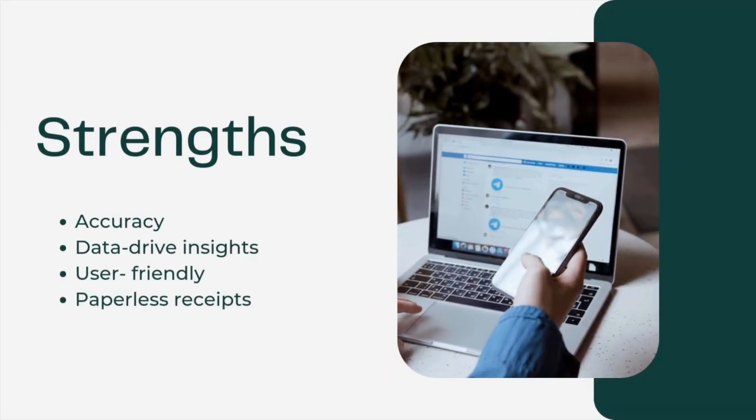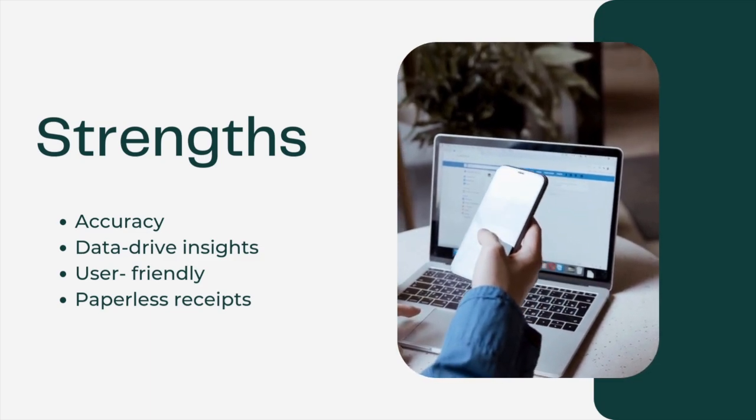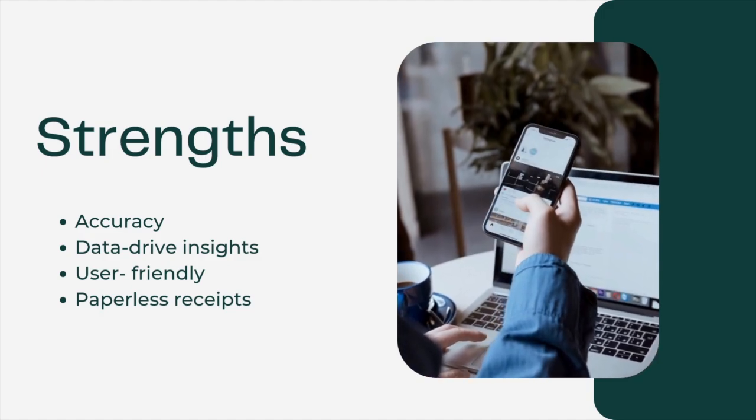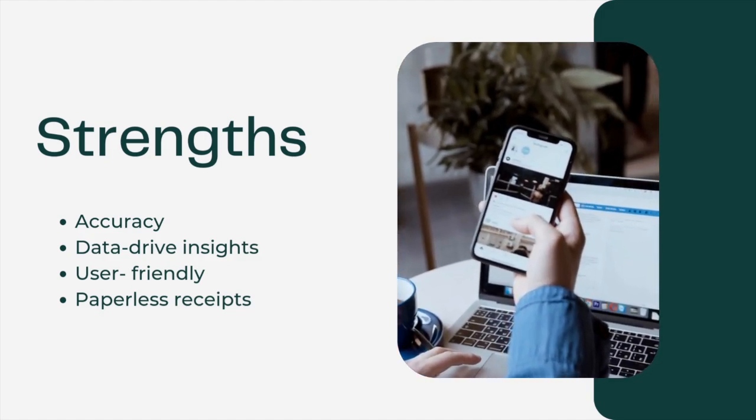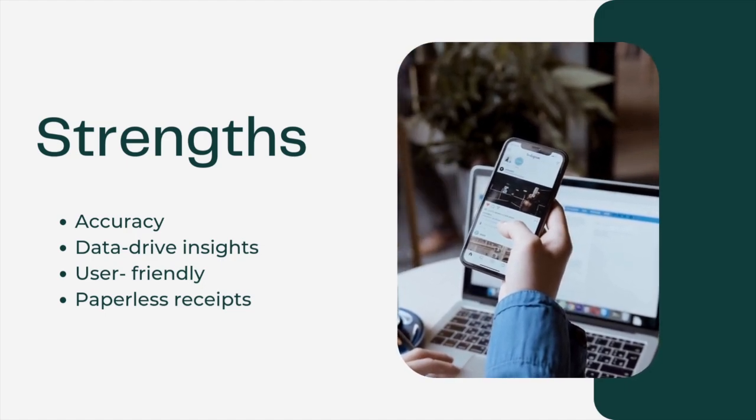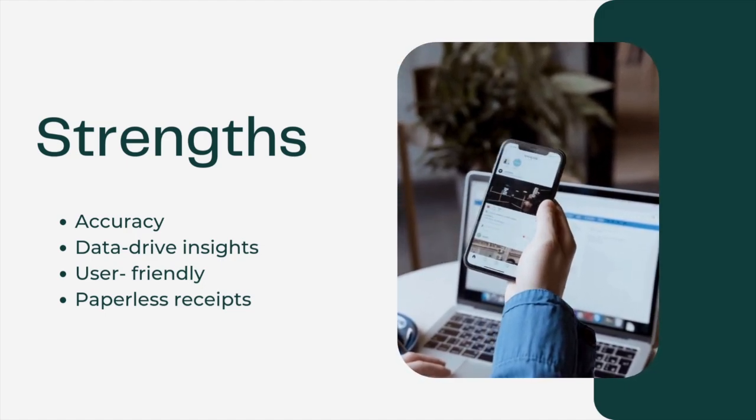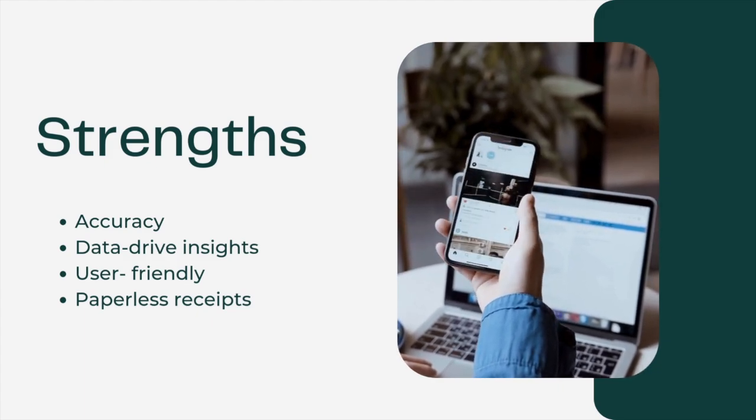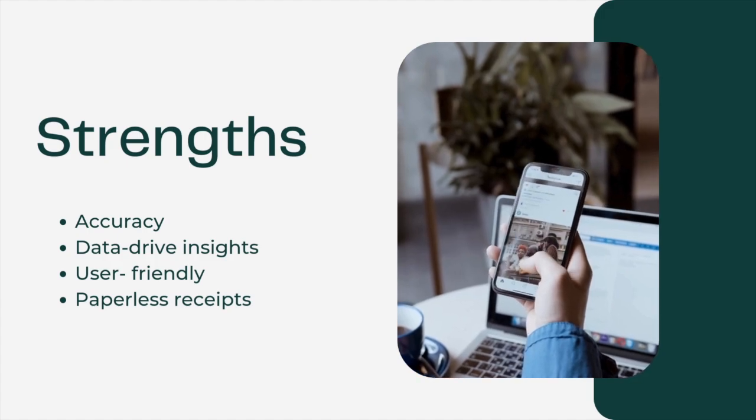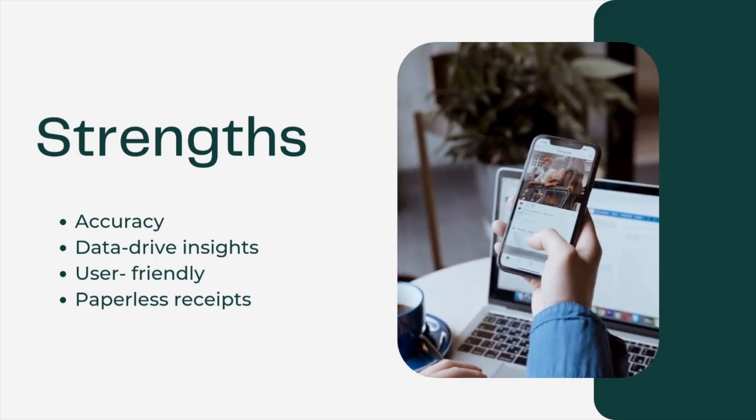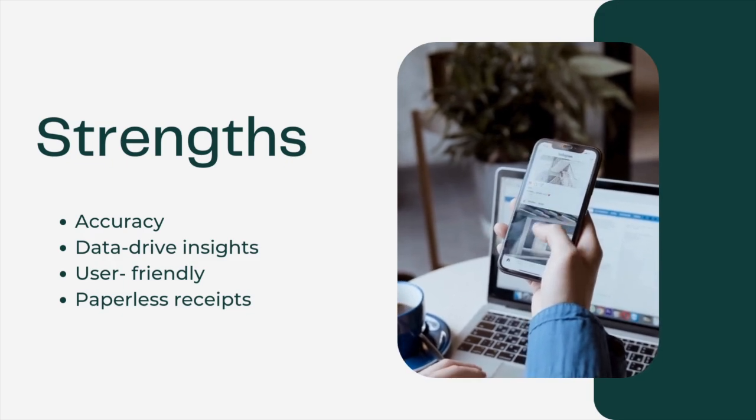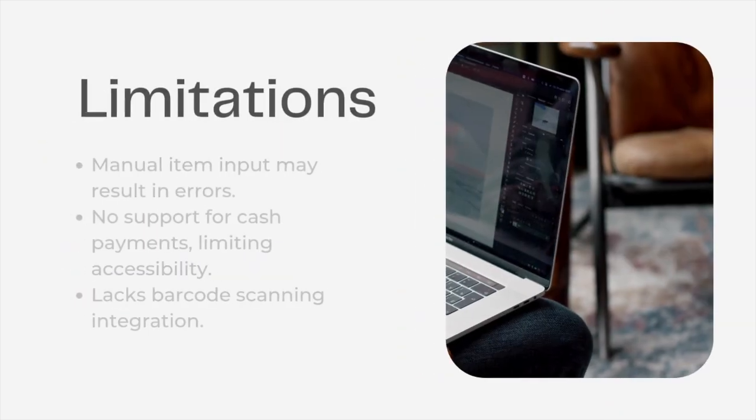And here are the strengths of our software, Tap and Go. The program automatically eliminates human error, and it has data-driven insights, which store data, analyze sales trends, and manage inventory efficiently. It's also really user-friendly and intuitive for customers to use. And the biggest strength is the paperless receipt, which is very environmentally friendly.